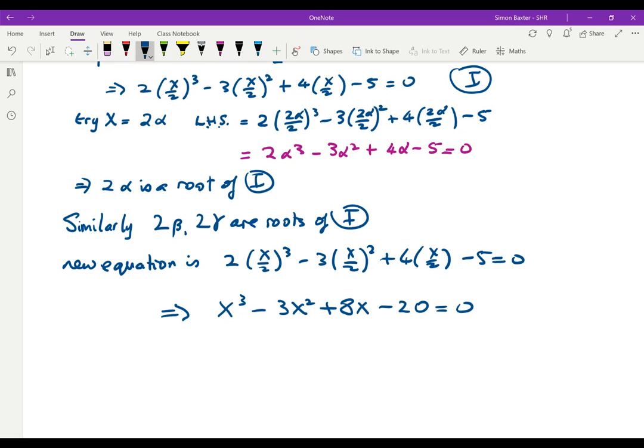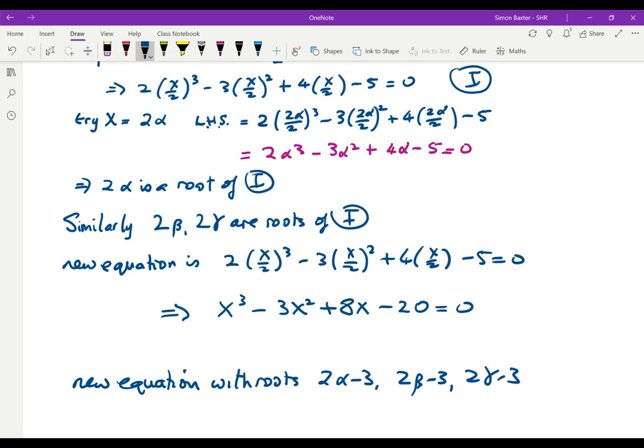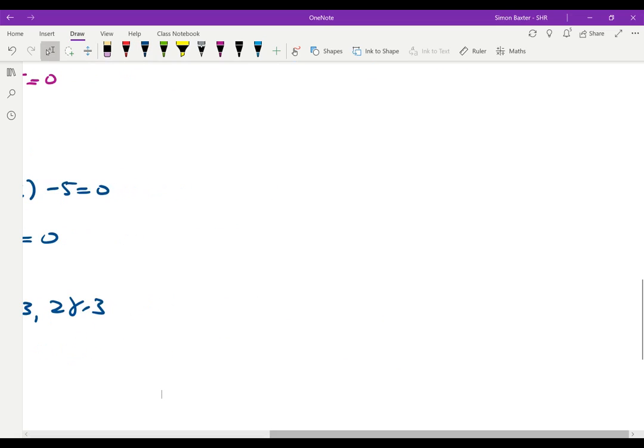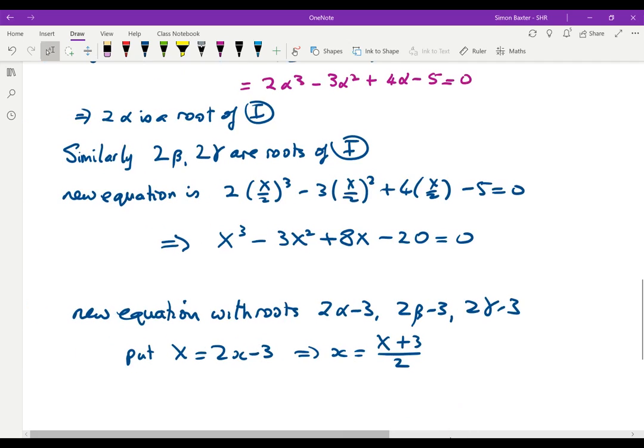It saved some work. It would have saved much more work if I had been looking for a new equation with roots 2 alpha minus 3, 2 beta minus 3, 2 gamma minus 3. As long as I do exactly the same thing to each root, this new trick will work. You put big X equal to 2x minus 3. That gives you little x is big X plus 3 over 2. Put that in the original equation, simplify everything with your algebra, and you will then have the equation which has roots 2 alpha minus 3, 2 beta minus 3, and 2 gamma minus 3. Any equation will come out with that nice little trick.